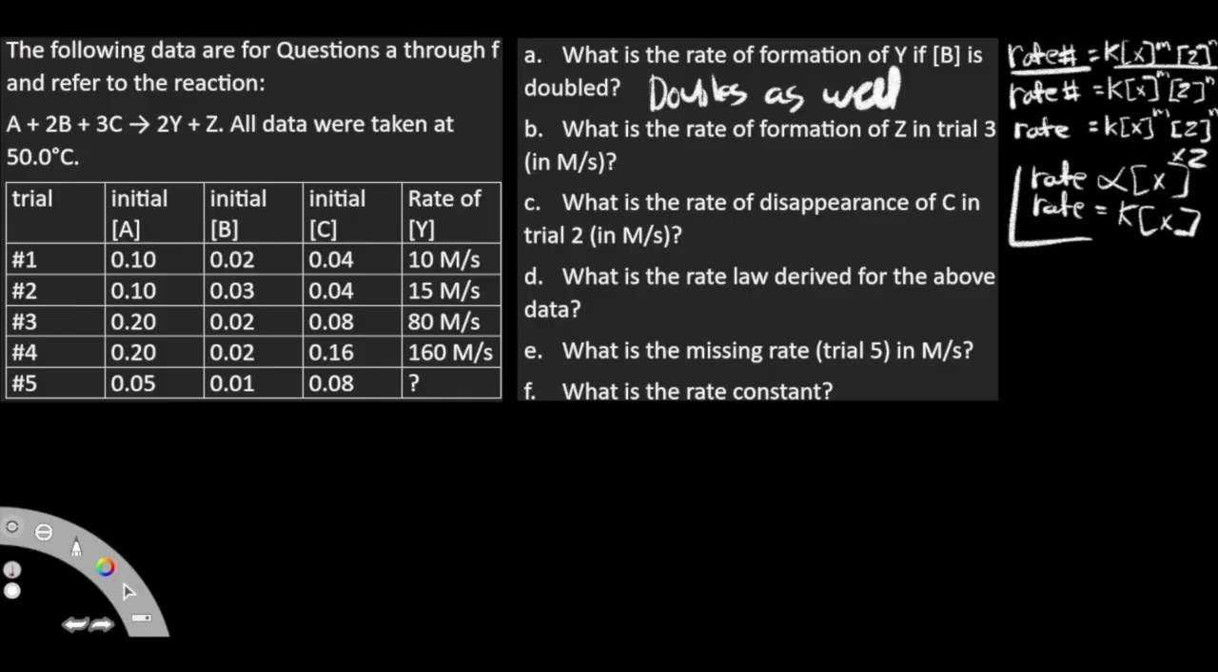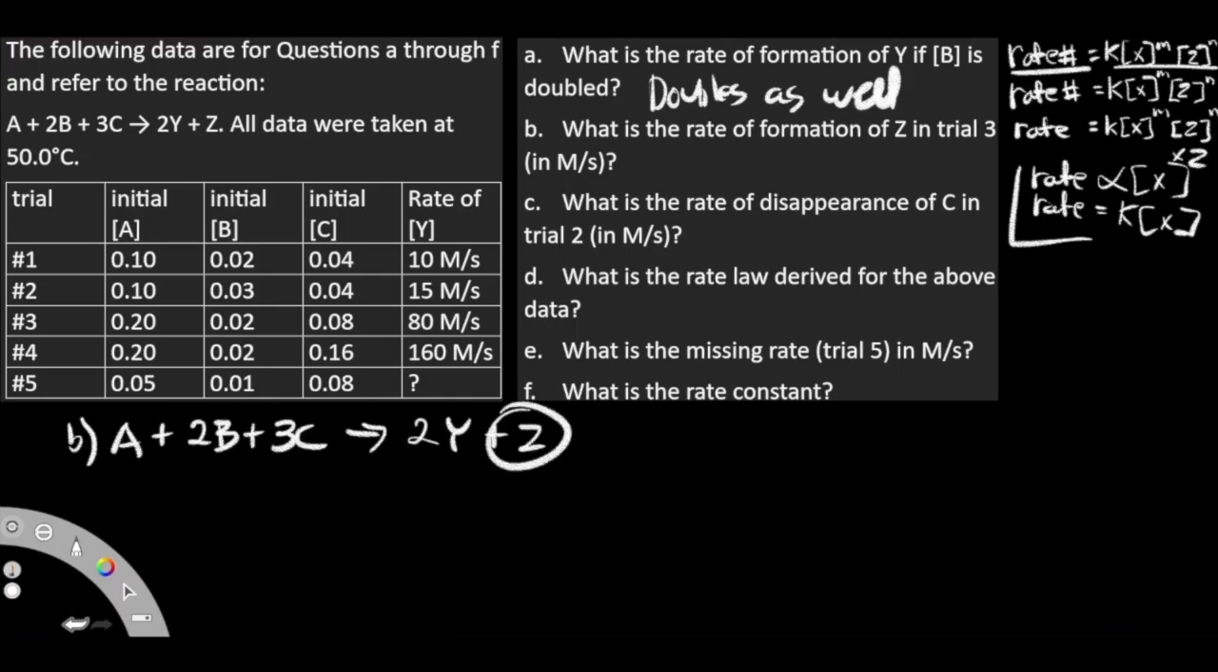We don't have Z over here. This is a big problem now. So what are we going to do? We're going to take this that's in the question, and there is a Z over there. So this is our little hint. So our A plus our 2B plus our 3C gives us our 2Y plus our Z. I have my Z over here. I need to find, obviously, this one.